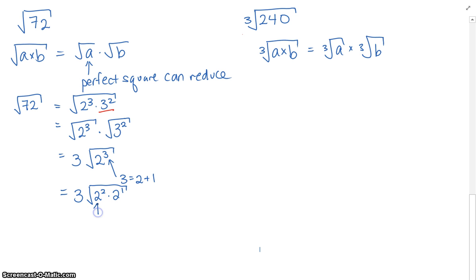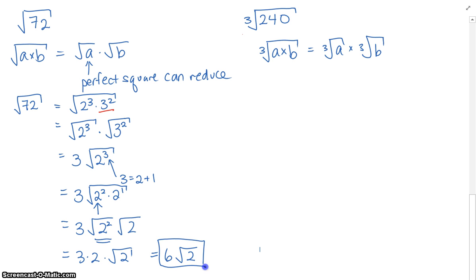This one is a perfect square, 2 squared. So then we can write this as 3 times the square root of 2 squared times the square root of 2 to the power of 1. This reduces down to just 2, so we get 3 times 2 times the root of 2, which is the same thing as 6 root 2, which puts it into our nice mixed format.